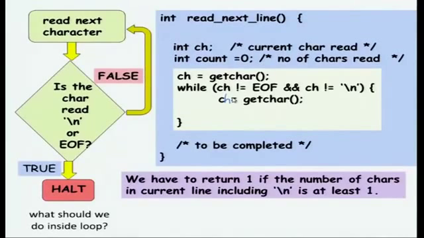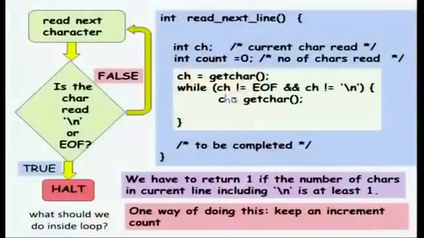Okay. So, what is this function supposed to do overall? We have to return a 1 if the number of characters in the current line that we have read is at least 1. So, if the current line contains at least a character, then we have to return 1. For example, if the user just entered a new line, which is just pressing the enter key, then it is a blank line. Okay. In that case we won't say that we have read a line, okay, because it was a blank line.